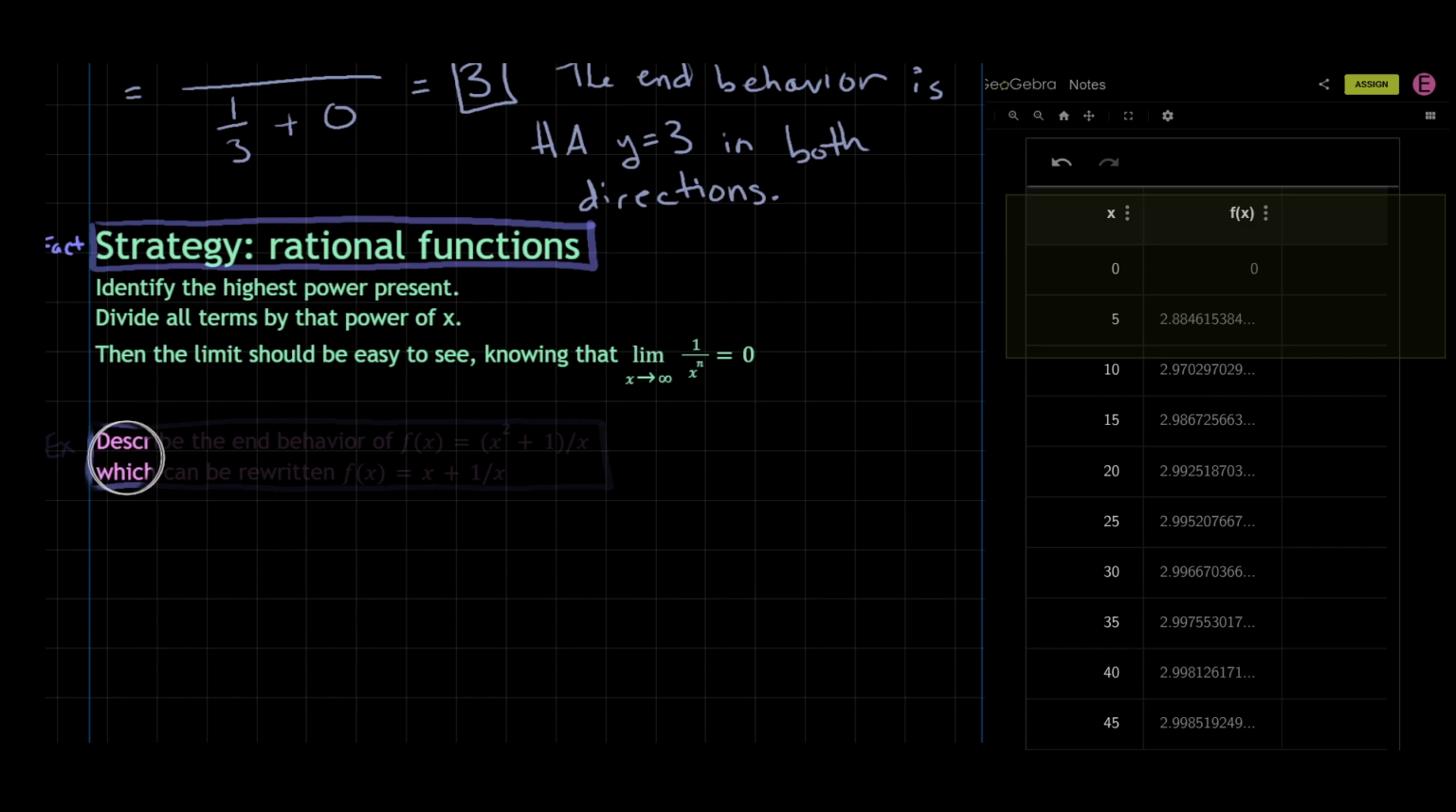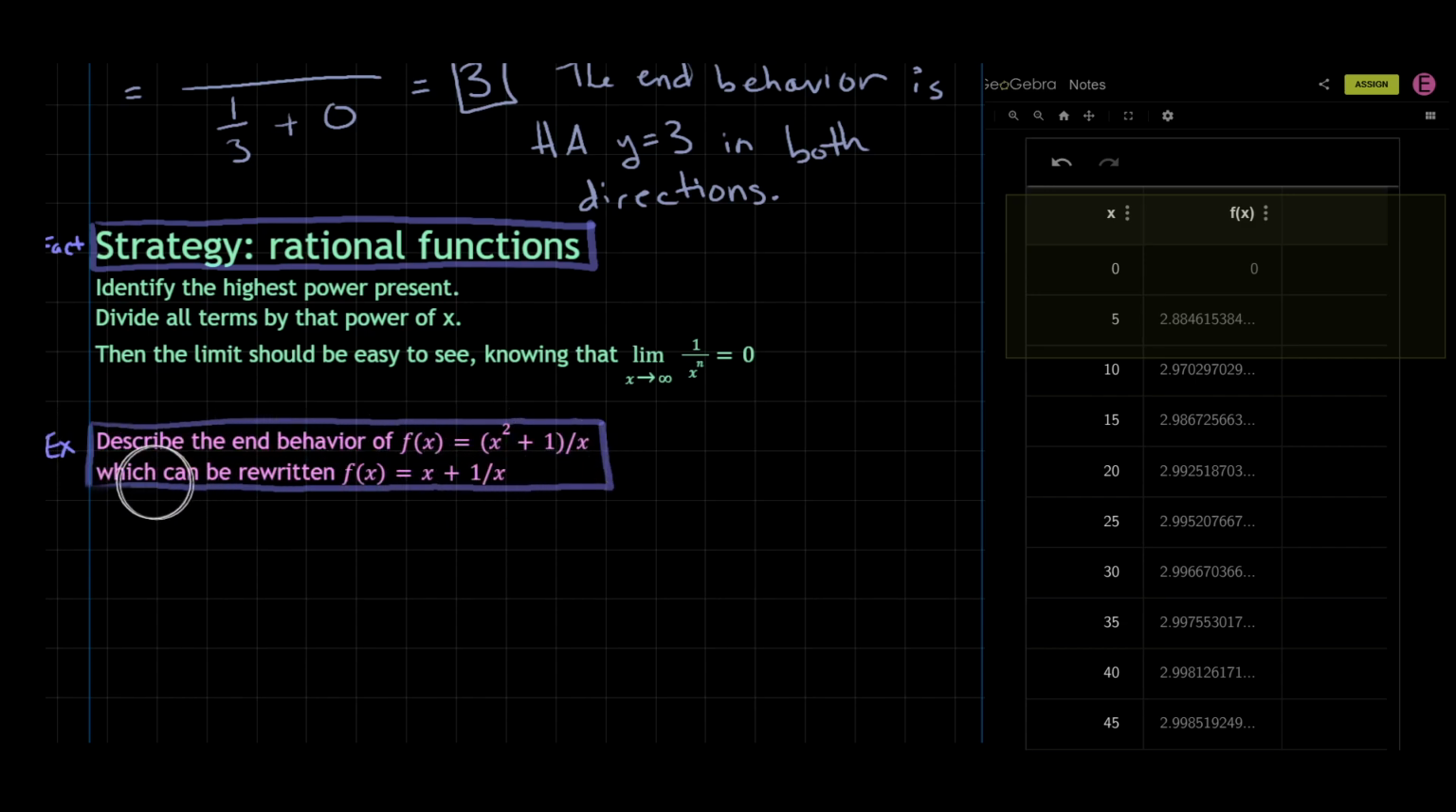So let's try another one. Describe the end behavior of x squared plus 1 over x. And I'm going to work with the top representation, even though the bottom one would technically be easier. There's a reason I put that bottom representation here, which I'll get to in a little bit.